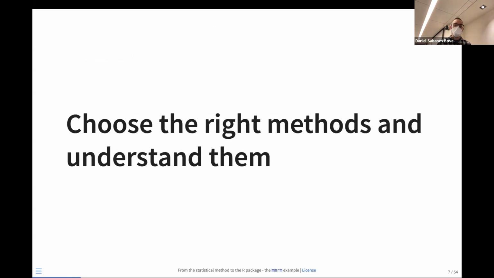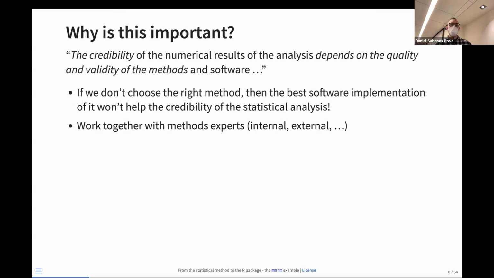So next, when we're talking specifically about choosing the right methods, there's a few things that we think are really important. So back to this guidance, I'll just read this critical sentence again. The credibility of the numerical results of the analysis depends on the quality and the validity of the methods and software. So fundamentally, this is a key part of any regulatory software, and we take that to heart.